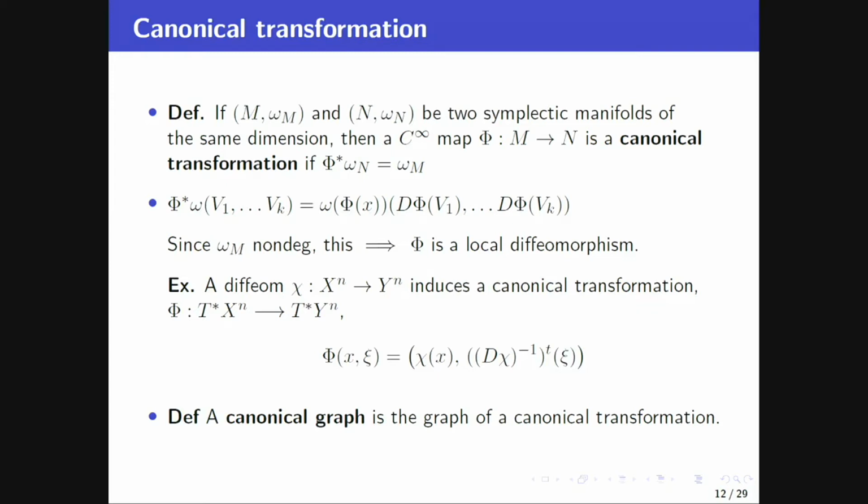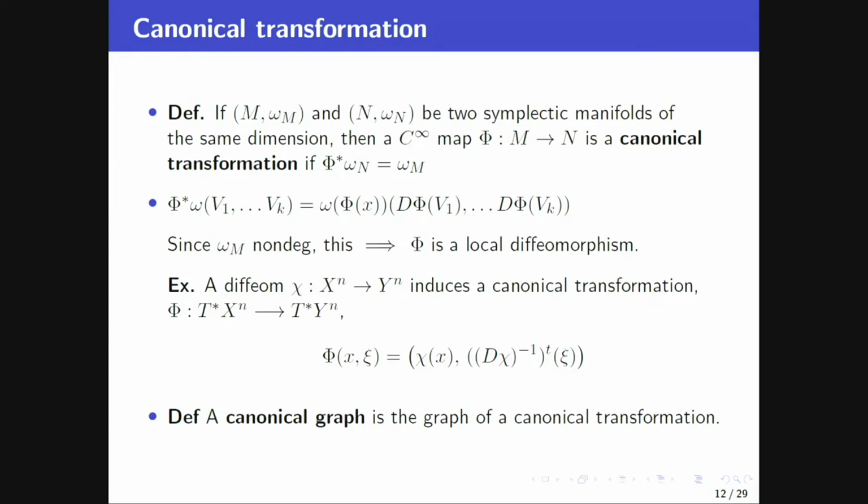For example, if you consider any diffeomorphism chi from X to Y, then this induces a canonical transformation phi from T star X to T star Y in the following way: chi of x, and then you have the derivative, the inverse, and the transpose applied to xc to get from T star X to T star Y. Okay? This is a canonical transformation given by any diffeomorphism.